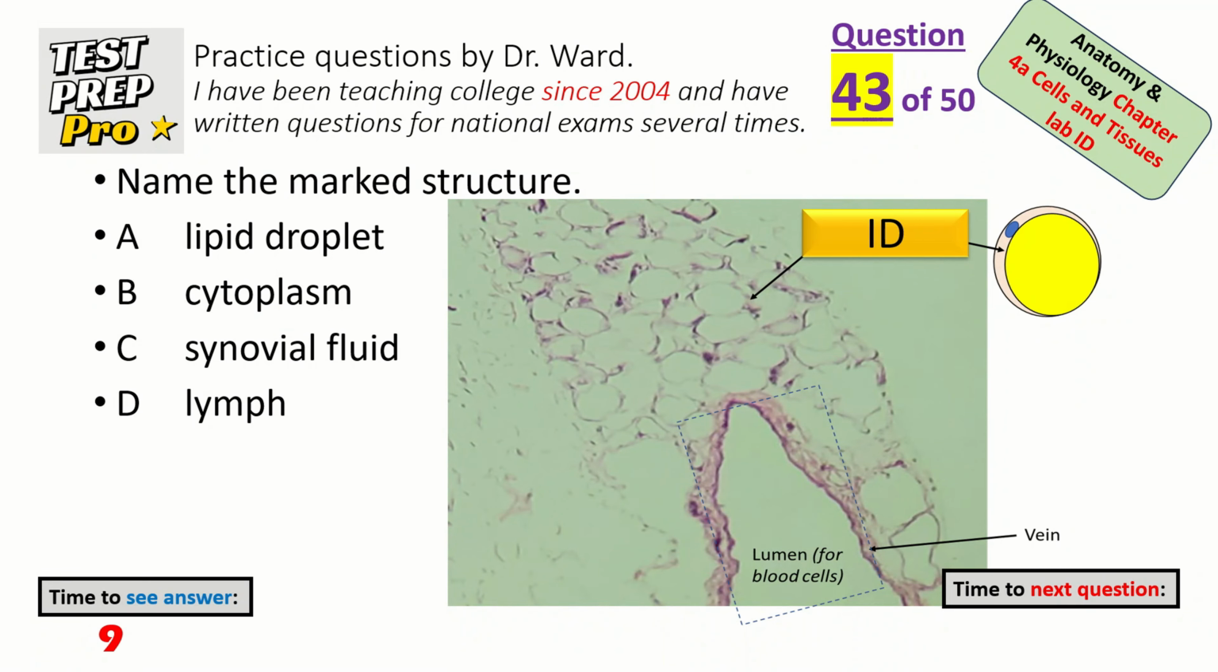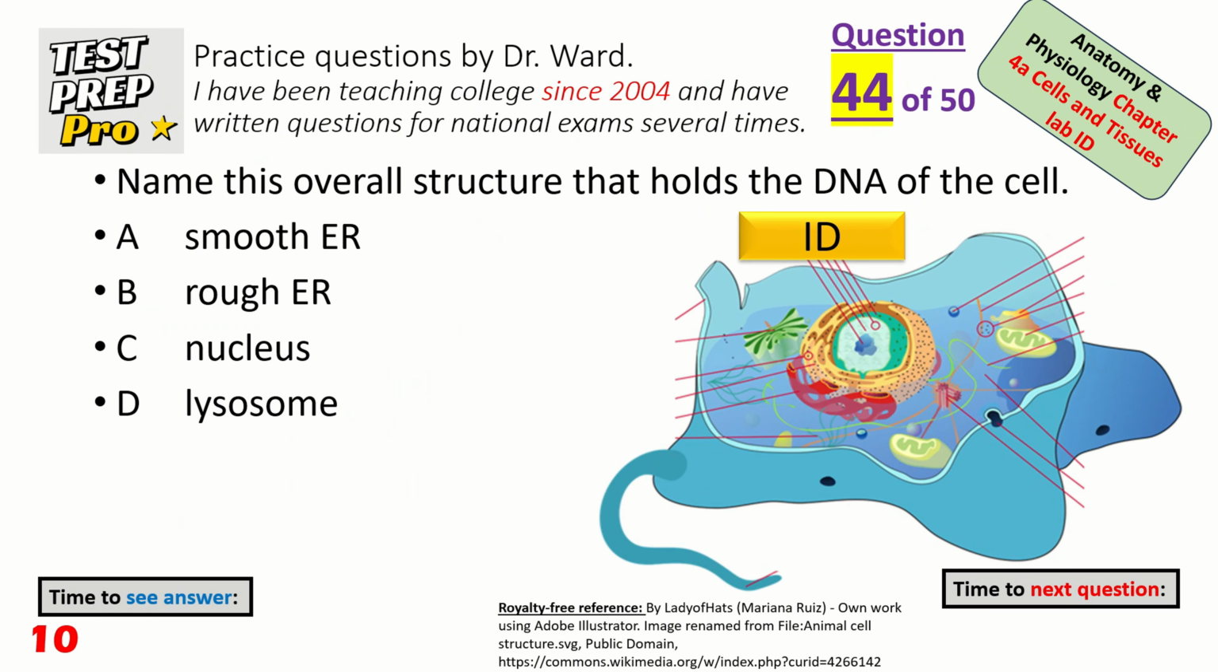Name the marked structure. It's pointing to basically an adipocyte, and it's not just right next to the nucleus area. The cytoplasm gets pushed off to the side in this type of cell. Name this overall structure that holds DNA of the cell. It acts like a brain for a cell. The nucleus.